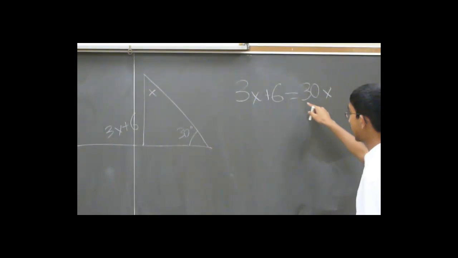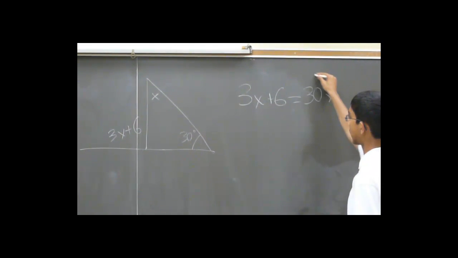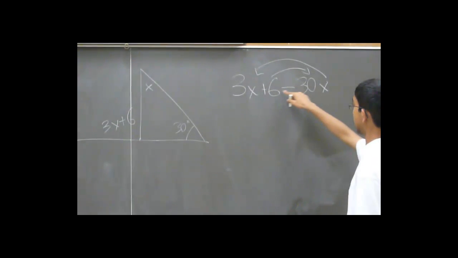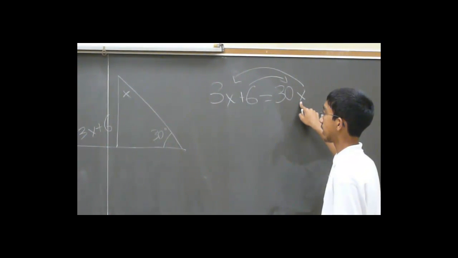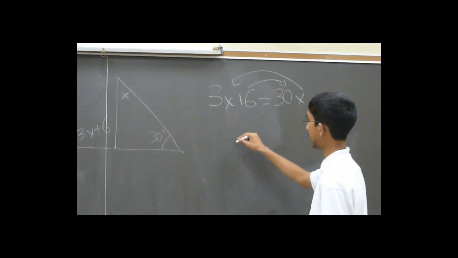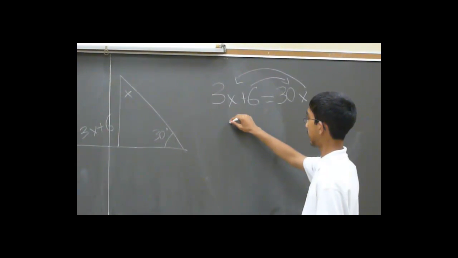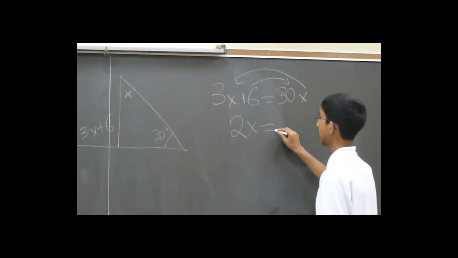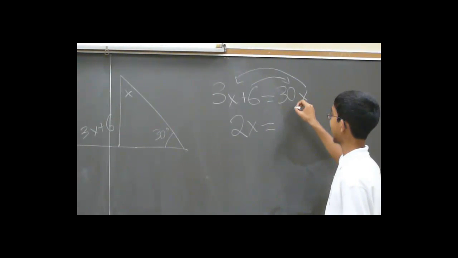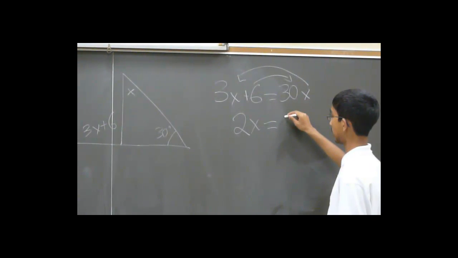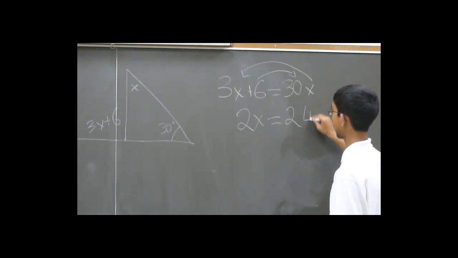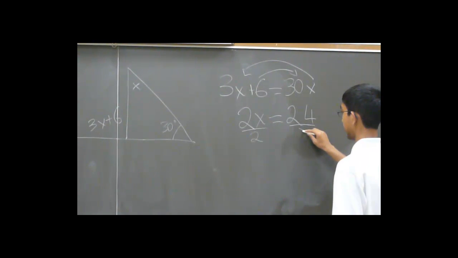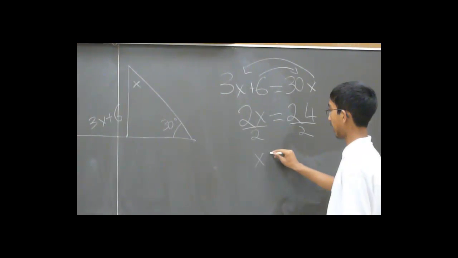So now you have to bring the x to one side and bring the 6 to the other side. When you bring x to the other side, since this x is positive, it would now be negative on the other side. So now when we rewrite the equation, there would be 2x because 3x minus x equals 2x. And then when we bring positive 6 to the other side, it will be negative 6. So 30 minus 6 equals 24. Now, when you divide both sides by 2, so we can isolate x, you find that x equals 12.